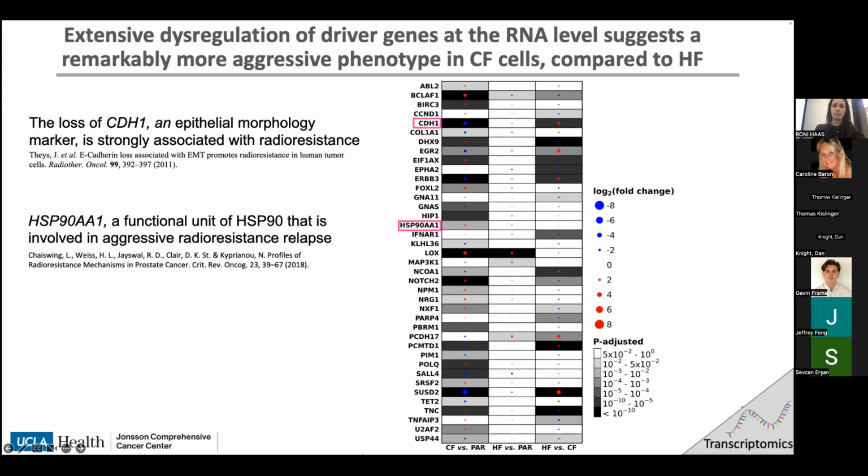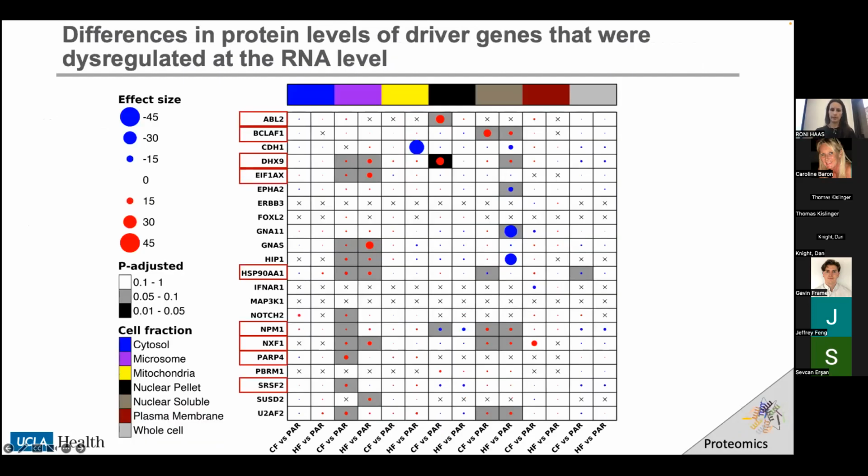Now the question is: if we see all this dysregulation at the RNA level, how much of it actually translated into a functional difference at the protein level? We can see part of the answer in this dot map that shows all the driver genes that were dysregulated at the RNA level and that we could detect at the protein level, so not all of them were detected. For the proteomic analysis, we were lucky to have the levels of the protein separately for each subcellular fraction. So we have the cytosol, microsome, nuclear pellet, and so on.